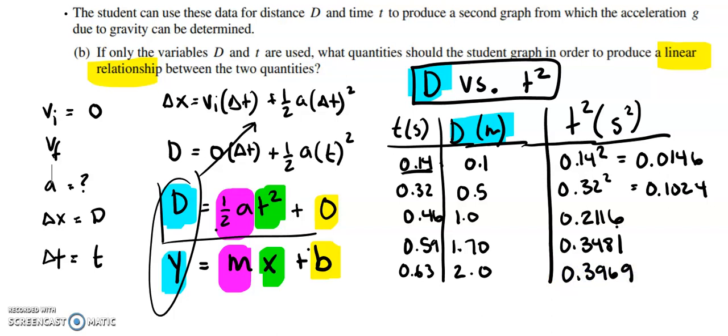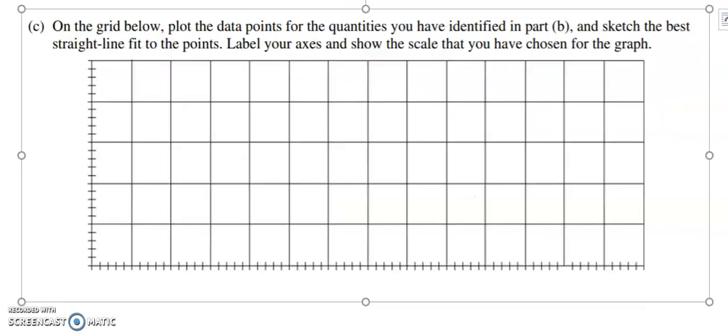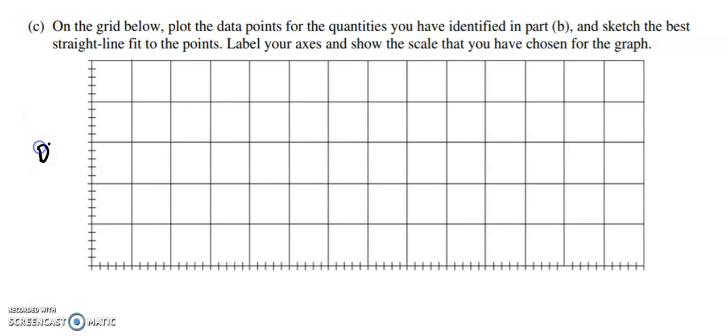And again, t squared, that is going to be this whole thing right there. Okay, so now for part C. On the grid below, we'll plot the data points for the quantities we have identified in part B and sketch the best fit, straight line fit to the points. Label your axes and show the scale that you have chosen for the graph. Cool. So we just decided that we're going to go ahead and graph D, which is in meters, versus t squared, which is going to be seconds squared.